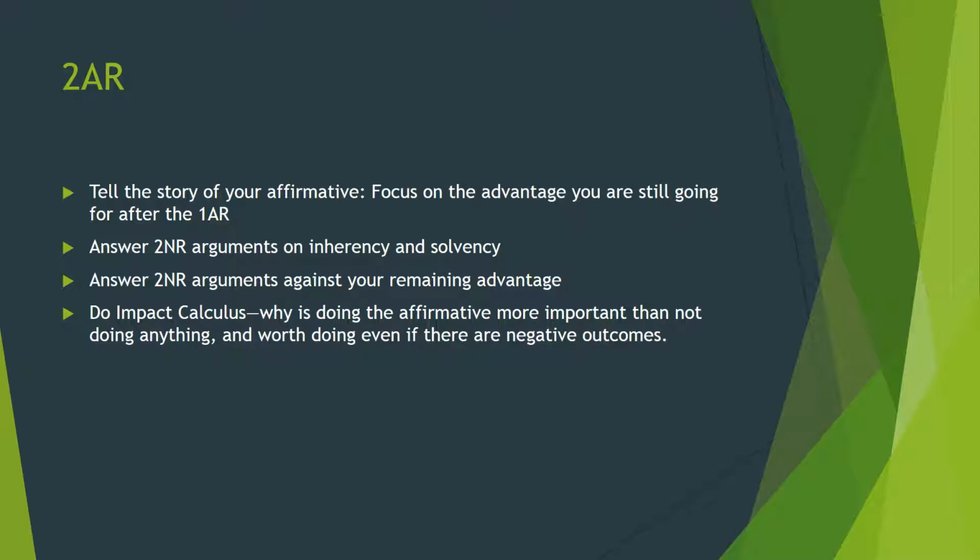In the second affirmative rebuttal, tell the story of your affirmative, focusing on the advantage you're still going to talk about after the 1AR. Answer any 2NR arguments on inherency and solvency and against your remaining advantage, and then focus on a comparative analysis. Why is the affirmative more important than not doing anything? Why is it better than any counterplan that has been introduced? And why is it worth doing even if there are potentially negative consequences?